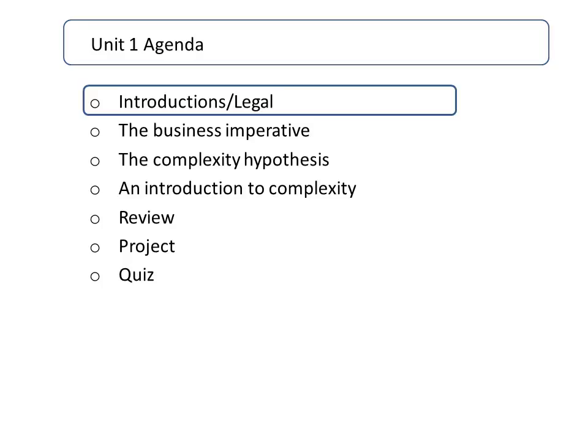Then I'll give a bit of a review, as I'll always do, talk about the project that you're going to do, and then let you know about the quiz. Each one of these units has a quiz associated with it. They all have 10 questions, and that'll help you understand whether or not you are following the material.